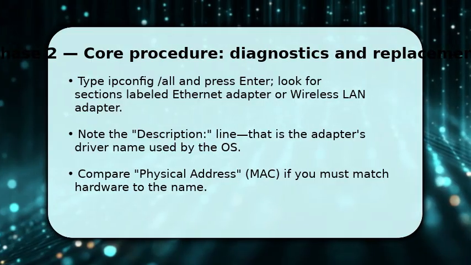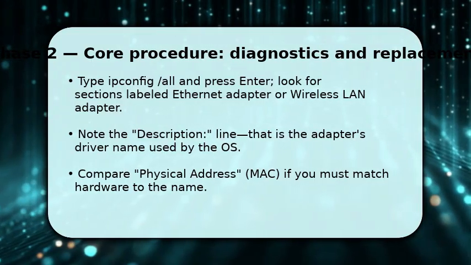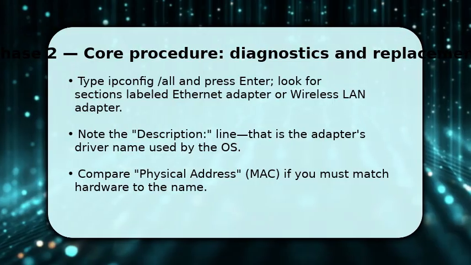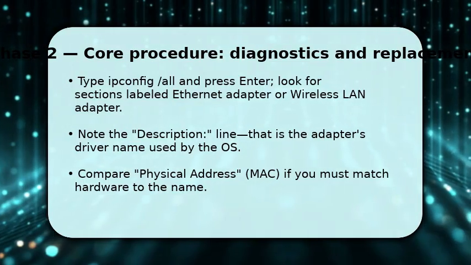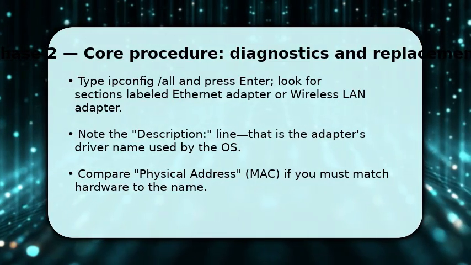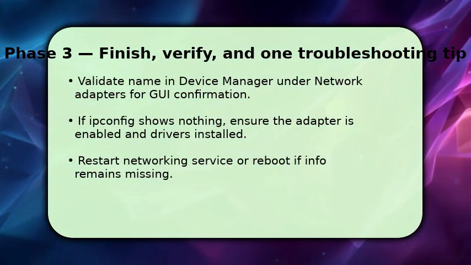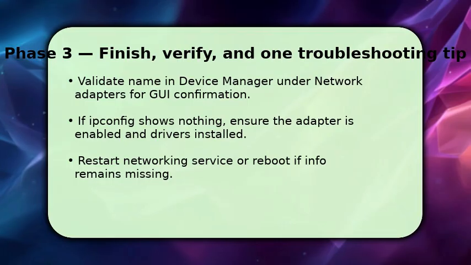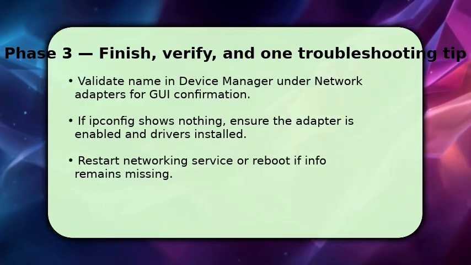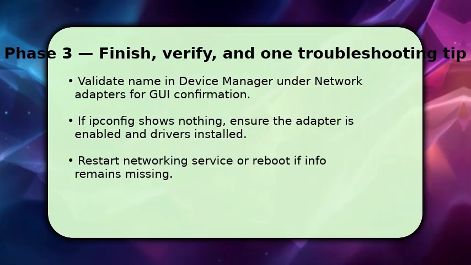Once done, cross-check the physical address, MAC, to verify you picked the correct physical device, especially when multiple adapters exist. This avoids misidentifying virtual adapters or VPN interfaces. Finish by confirming the same adapter name in Device Manager under Network Adapters. This provides a graphical match to the ipconfig description.